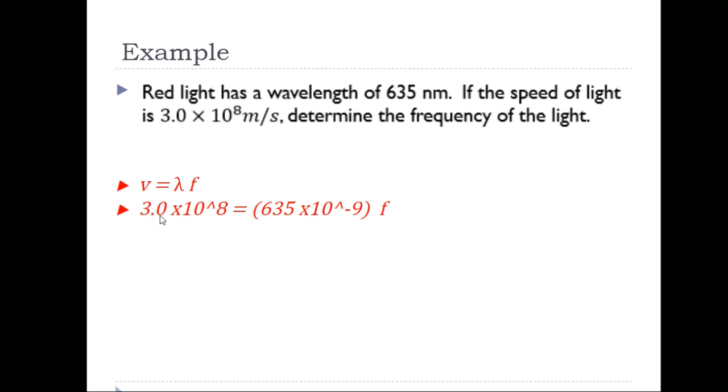So my velocity is 3 times 10 to the power of 8. And it's equal to 635 times 10 to the negative 9, because we said a nanometer is 10 to the negative 9. And then all we're going to be doing is dividing by this number on both sides of our equation to get what our frequency is. 4.7 times 10 to the power of 14 hertz. And that's our frequency. And hopefully that's informative. It gave you a little bit of understanding of the difference between a transverse wave and a longitudinal wave.